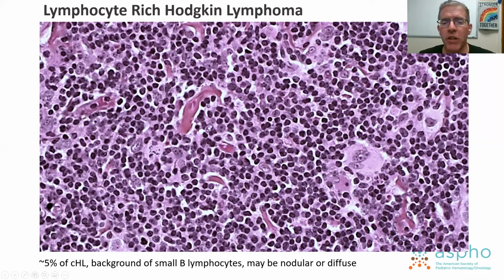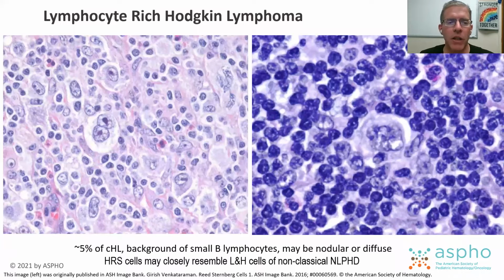And then you see these sheets and sheets of small lymphocytes. And this can be nodular or diffuse in terms of histology. Here's another example of lymphocyte-rich. Here's your Reed-Sternberg cells. And then here are the sheets of lymphocytes. Sometimes the Reed-Sternberg cell can look like non-classical nodular lymphocyte-predominant Hodgkin lymphoma.